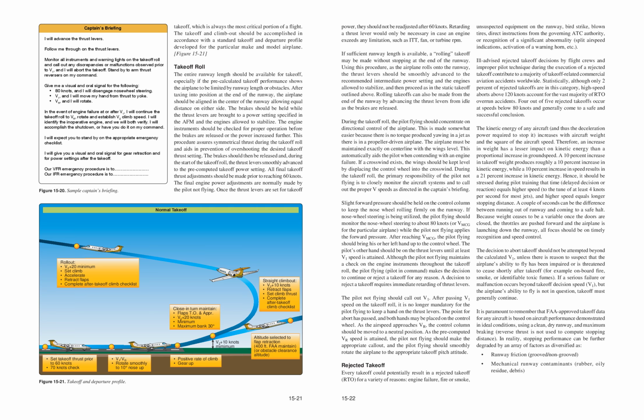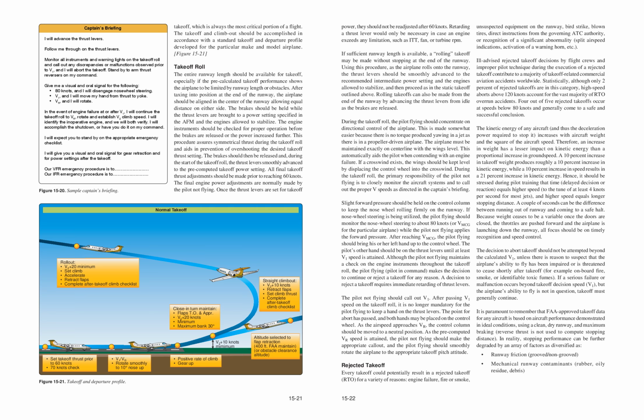Although the pilot not flying maintains a check on the engine instruments throughout the takeoff roll, the pilot flying, the pilot in command, makes the decision to continue or reject a takeoff for any reason. A decision to reject a takeoff requires immediate retarding of thrust levers. The pilot not flying should call out V1.